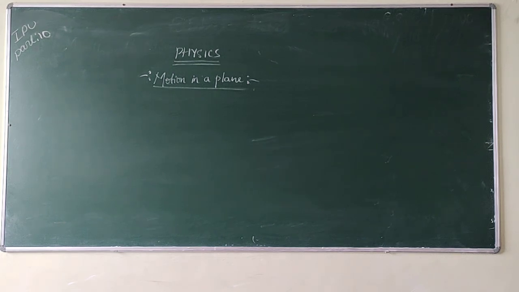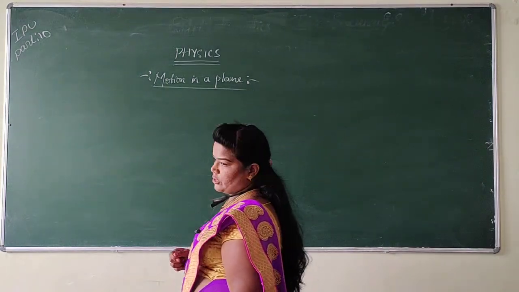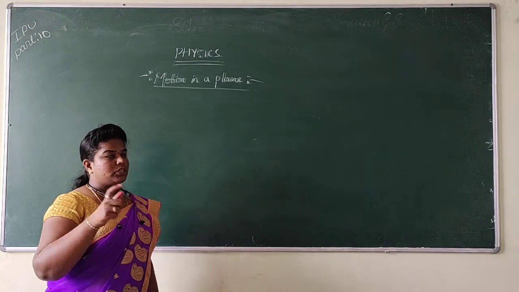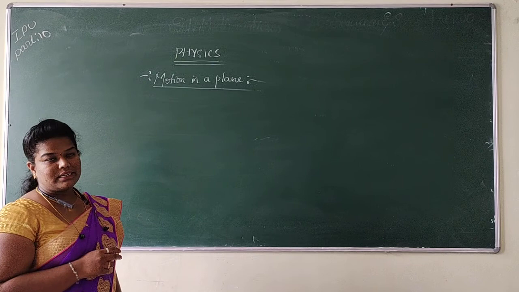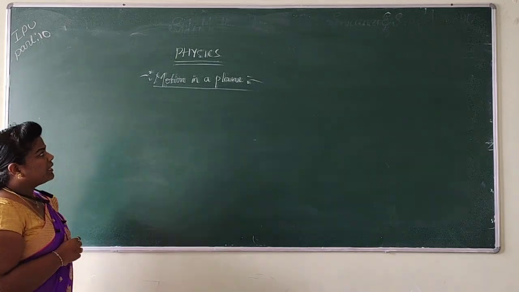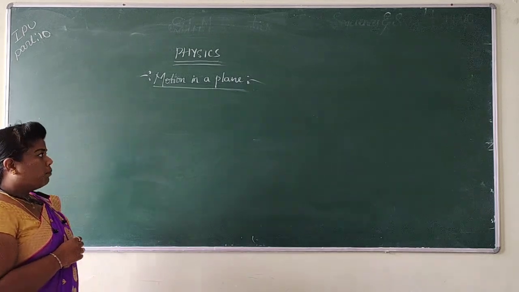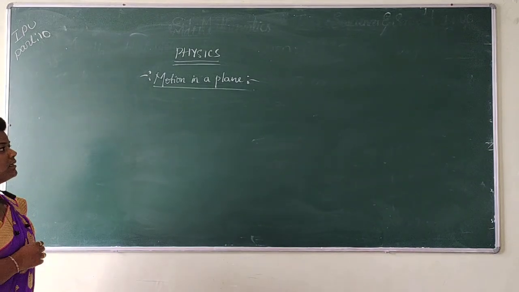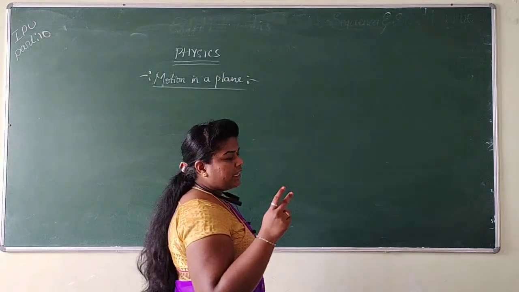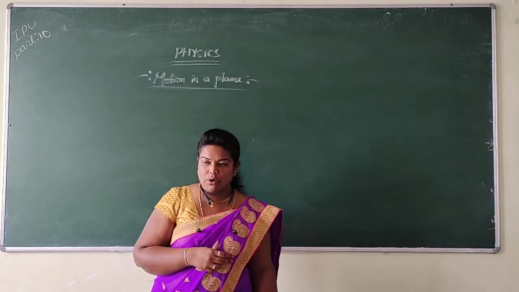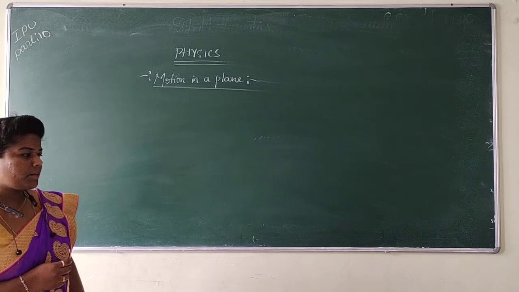I told you that one-dimensional motion exactly deals with straight line motion, the two-dimensional motion deals with planar motion, and the three-dimensional motion deals with space. So dear students, motion in a plane exactly indicates that the object is moving in two dimensions. That is, the object is moving in any two rectangular coordinates, that is xy or yz or zx axis.